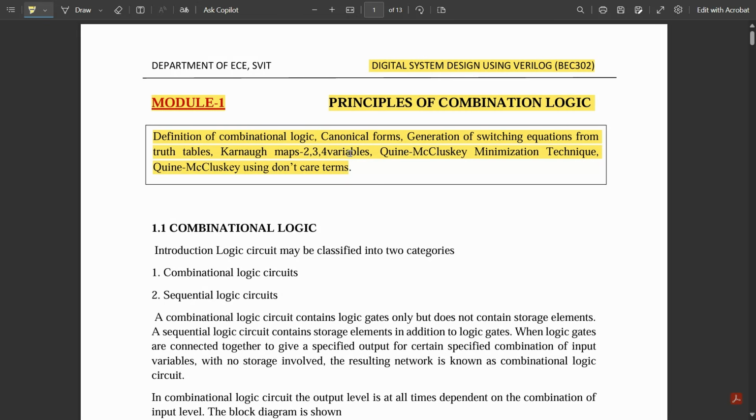Then Karnaugh maps, that is K-map. So K-mapping, I guess those who are electronics students have covered it in the second PU. Then we have one more important new concept for you guys, that is the Quine-McCluskey algorithm or Quine-McCluskey minimization technique.